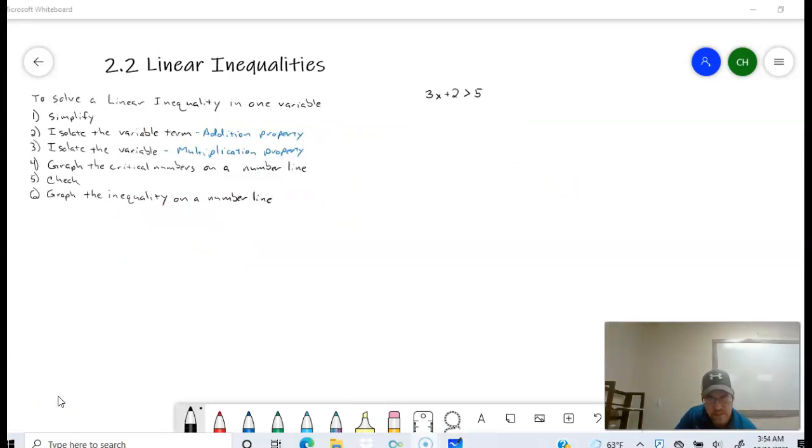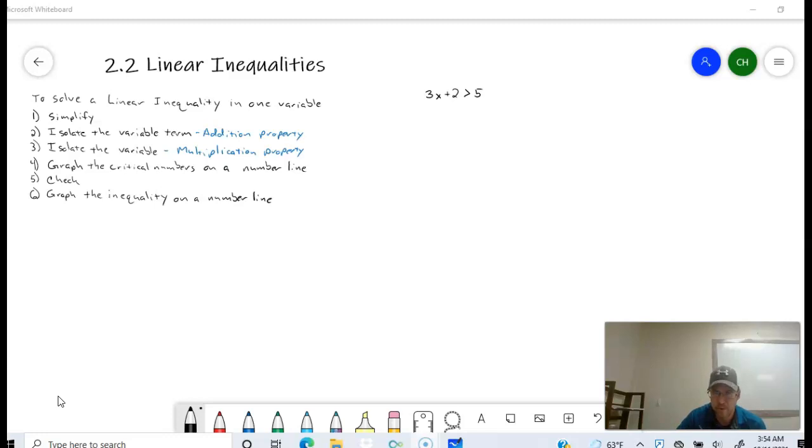Okay, so let's talk about the steps to solving a linear inequality in one variable. The first step is I'm going to simplify both sides of the inequality using the order of operations. Second step is I'm going to isolate the variable term. I'm going to be using the addition property of inequality to do that. Number 3, I'm going to isolate the variable, not just the term the variable is in, but the variable itself. To do that, I'm going to have to use the multiplication property of inequality.